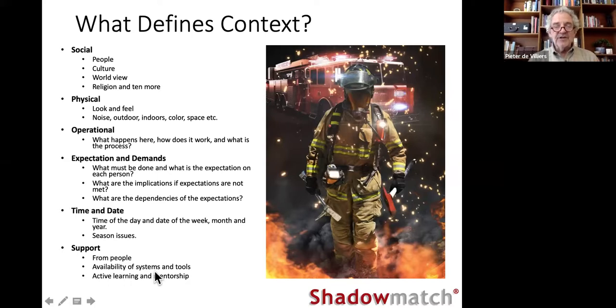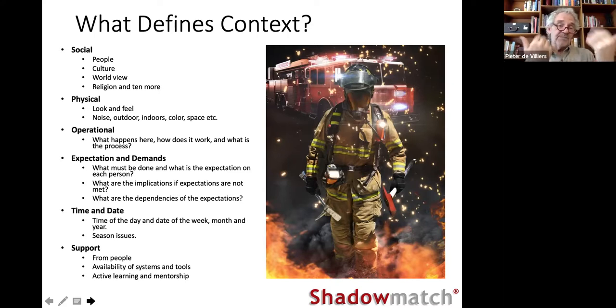And then active learning and mentorship. Is there somebody that can teach me and be my mentor in this process, so that I have somebody that I can follow and somebody that can guide me through challenging moments of the environment? This is a very limited list. For those of you who are interested in expanding this list, this is the minimum that we can work with as the complexities of the environment.